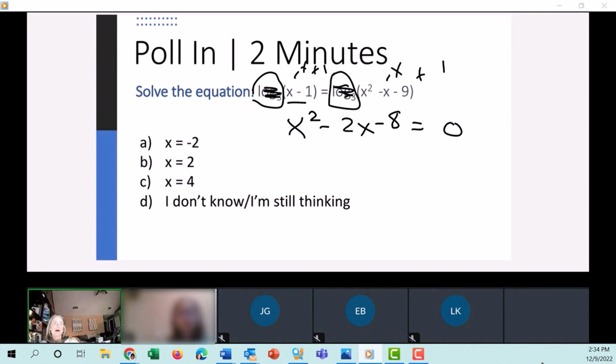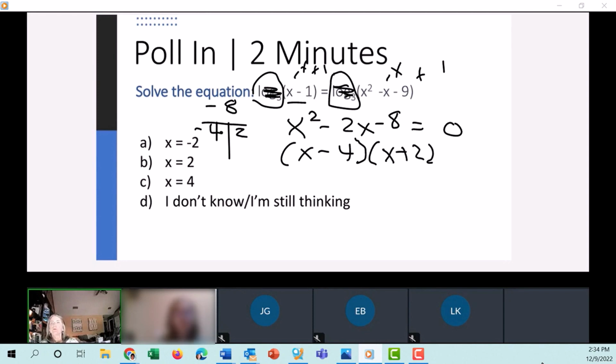What are the two factors of negative 8 that multiply to give you negative 8, but add to give you negative 2? I think that's going to be a negative 4 and a positive 2. So put that into these two binomial factors. X minus 4 and x plus 2 equals 0.